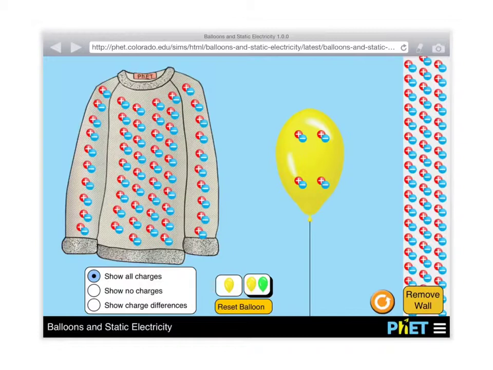So the question is, why don't the negatives in the balloon do the same thing that the negatives in the wall do? We talked about this last year. They actually do the same thing. However, there is such an excess of negatives in the balloon that even if the negatives in the balloon get pushed really far, the balloon is still an overall negative charge.